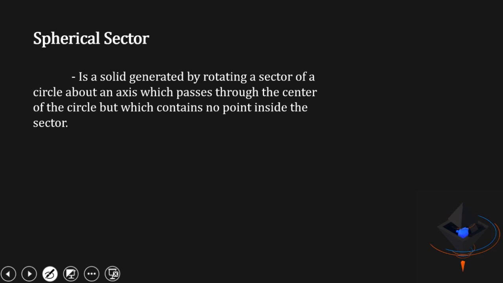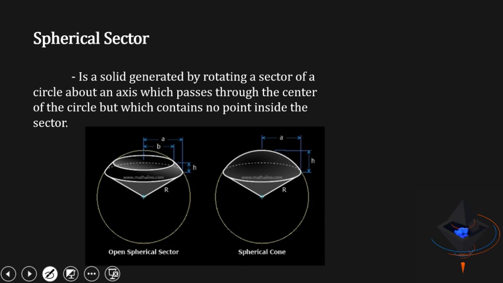Next is the spherical sector. A spherical sector is a solid generated by rotating a sector of a circle about an axis which passes through the center of the circle but which contains no point inside the sector. So this is the figure for a spherical sector.